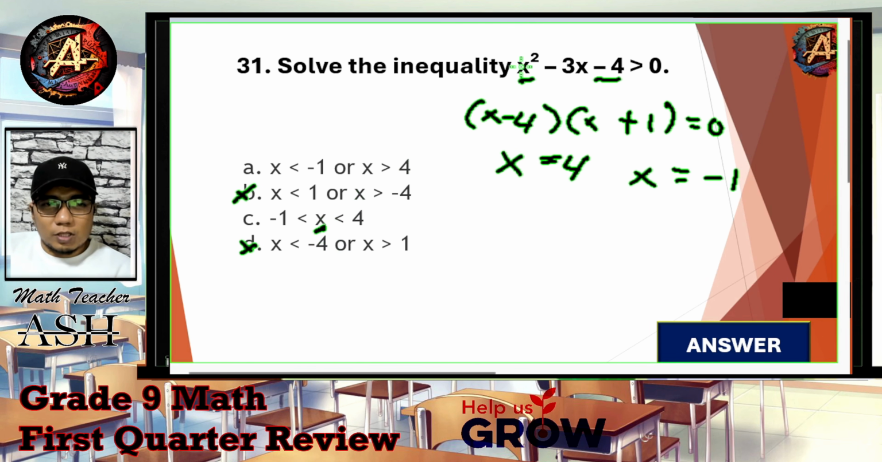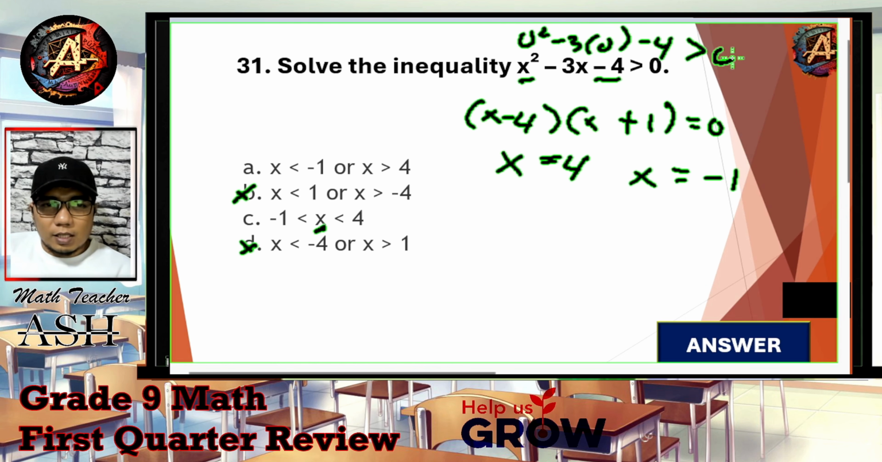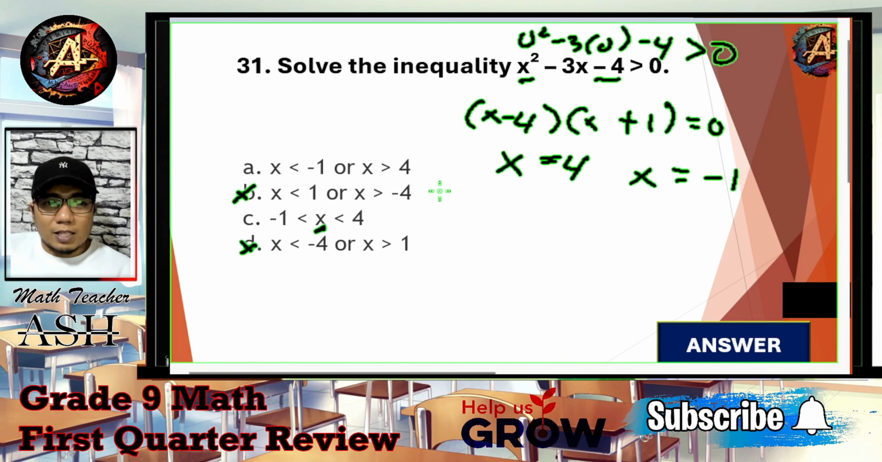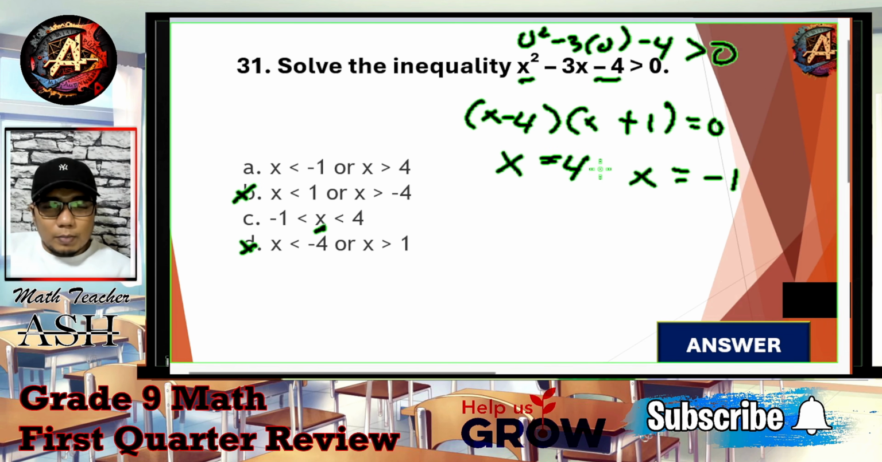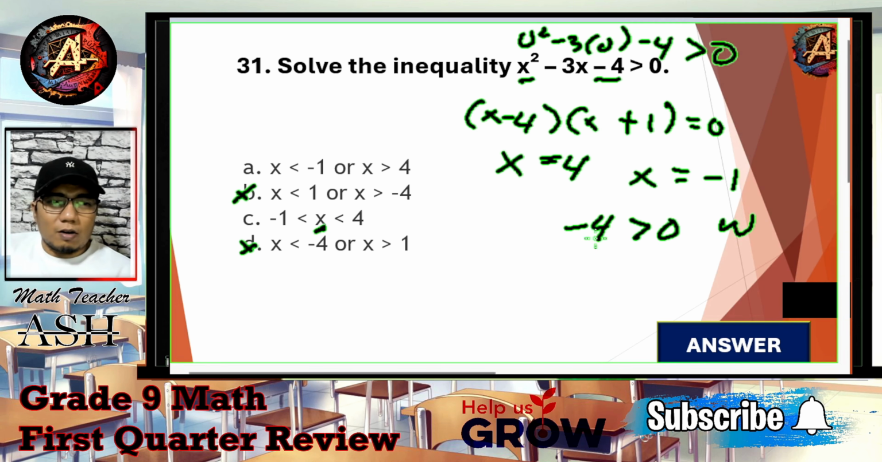If we substitute this one with 0, this will become 0 minus 3 times 0 minus 4 is greater than 0. If it satisfies our solution, then that would be the answer. If not, otherwise, the correct answer is letter A. Okay, so 0 squared is 0, negative 3 times 0, that would be 0. So, the final result will be negative 4 is greater than 0. Is this true or false? Of course, negative 4 is less than 0, not greater than. So, this is wrong. Alright, so therefore, the correct answer is letter A.